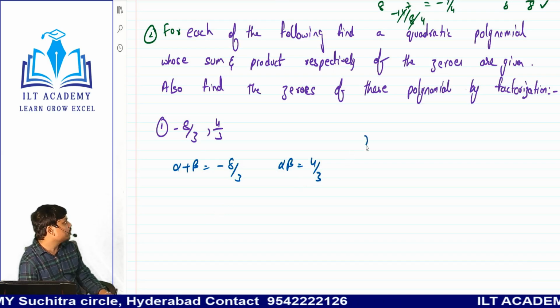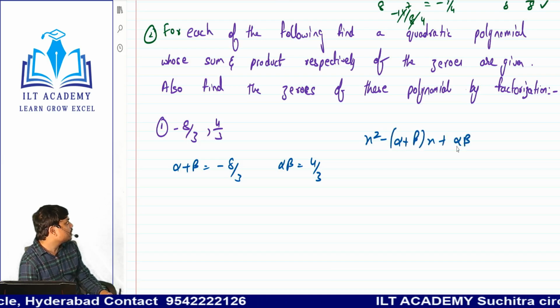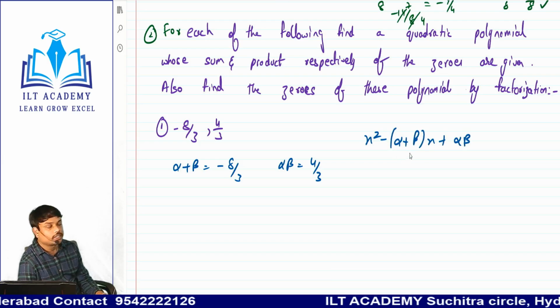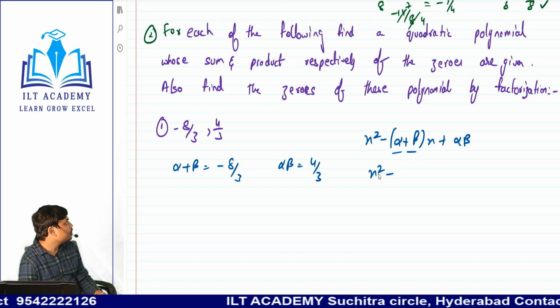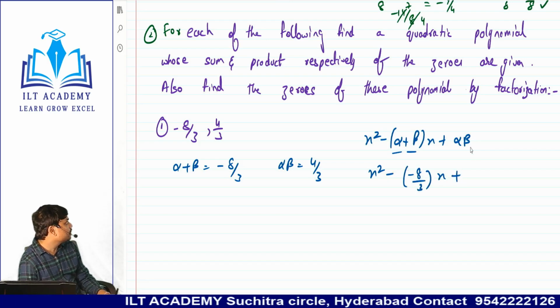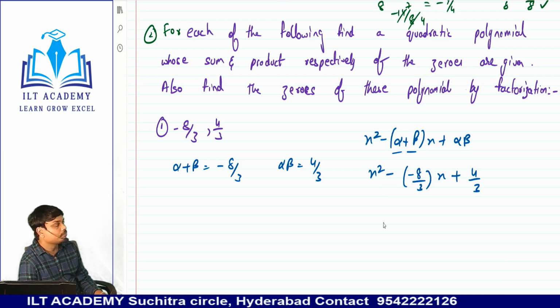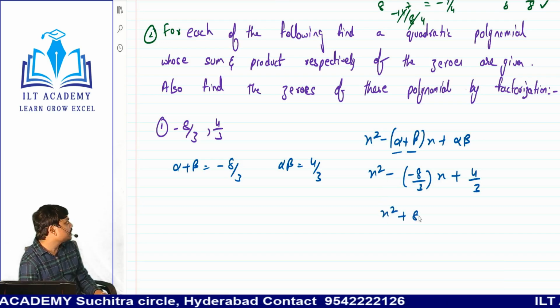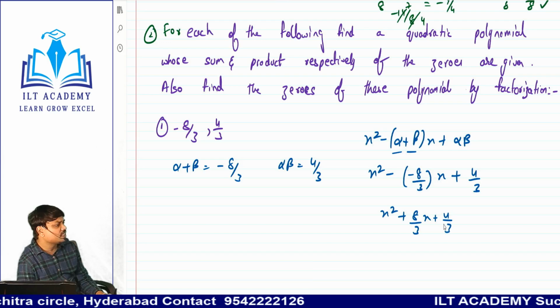Now what is the rule? x square minus alpha plus beta into x plus alpha beta. This is the quadratic polynomial. What you need to find: x square minus alpha plus beta value, which is how much? Minus 8 upon 3, x plus alpha beta value, which is how much? 4 upon 3. Minus into minus is plus. So x square plus 8 by 3 x plus 4 by 3. Okay, till here you can leave. This is the quadratic polynomial.